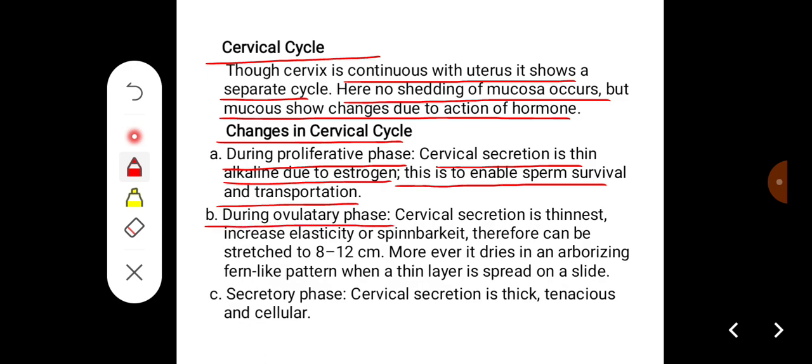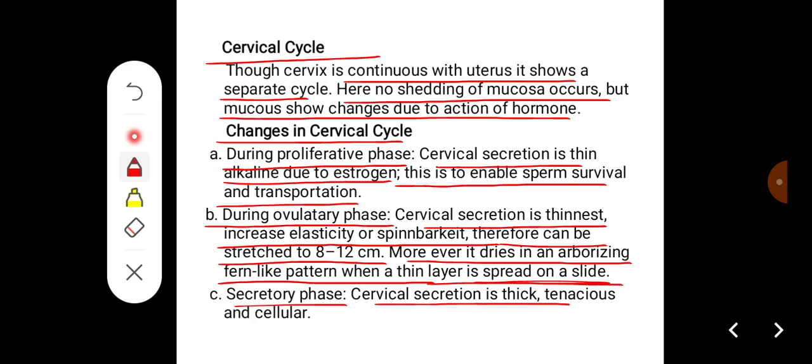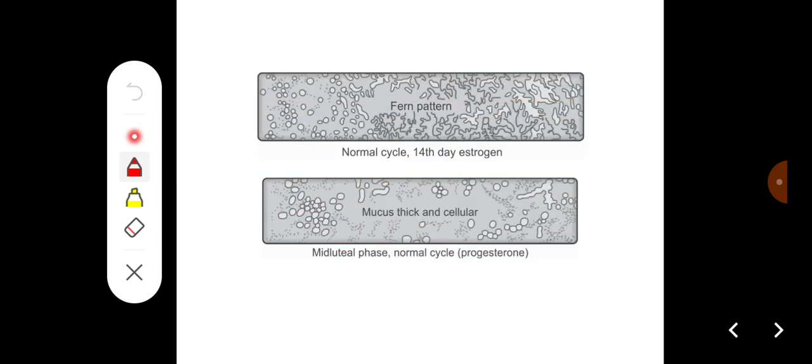During the ovulatory phase, cervical secretion is thinnest and increases in elasticity, or spinnbarkeit, therefore it can be stretched to 8 to 12 centimeters. Moreover, it dries in an arborizing fern-like pattern when a thin layer is spread on a slide. In the secretory phase, cervical secretion is thick, tenacious, and cellular. So this is the fern pattern which is seen till the 14th day, and this is the mid-luteal phase where the mucus becomes thick and cellular.